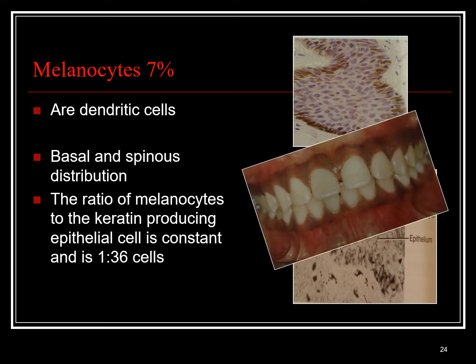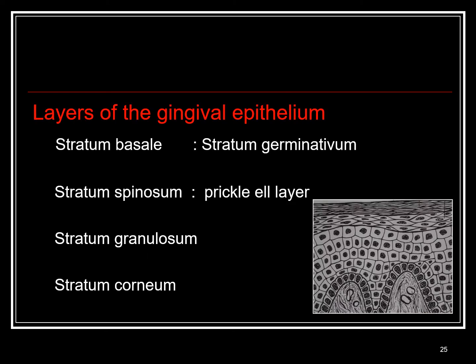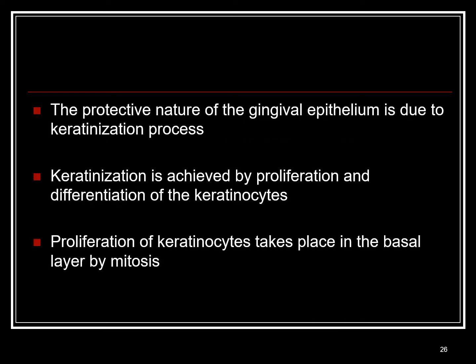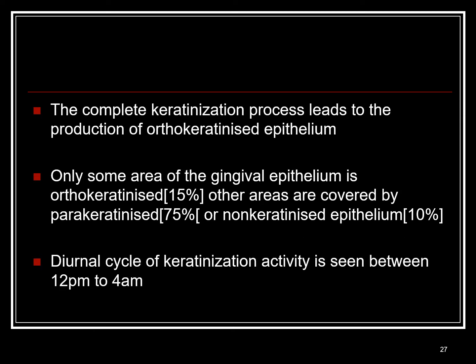This brownish discoloration is because of the non-keratinocytes, the melanocytes. Now the layers of gingival epithelium. Stratum basale, stratum spinosum, stratum granulosum, and stratum corneum are the 4 layers of gingival epithelium. The protective nature of gingival epithelium.